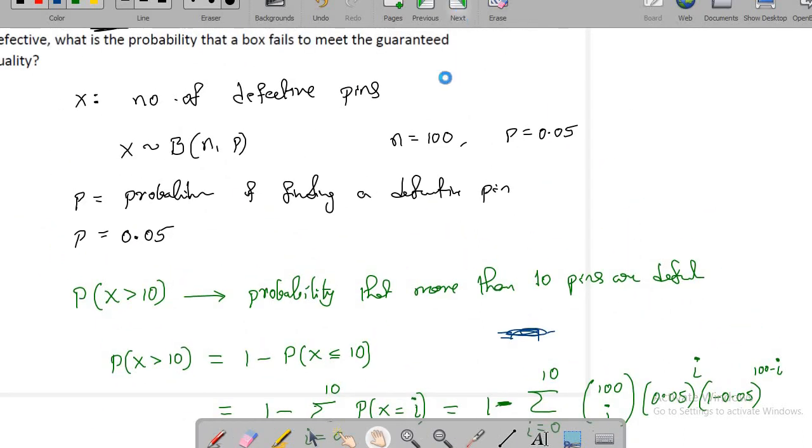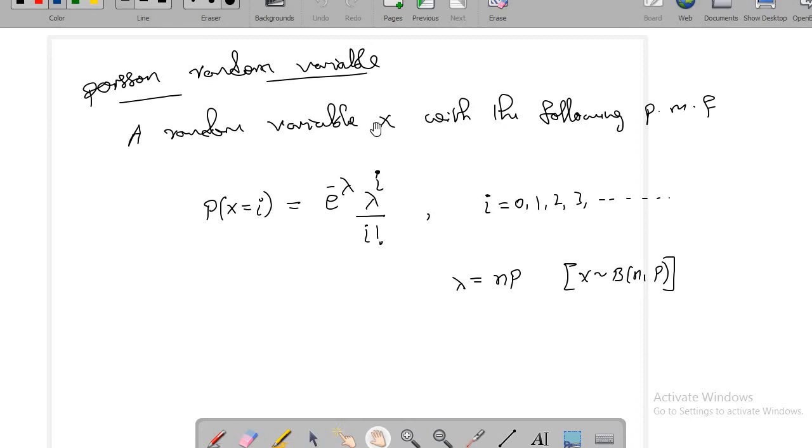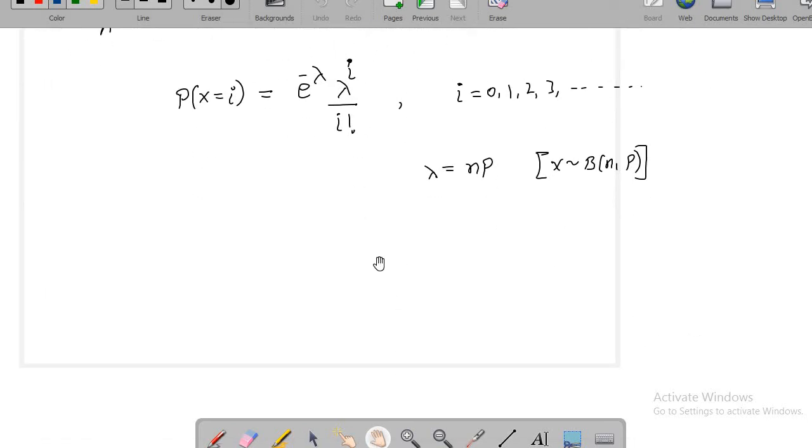A random variable with this probability mass function is called a Poisson random variable. We use this Poisson random variable when x follows a binomial distribution, if n is large and p is small. We also use this Poisson distribution when dealing with problems related to the number of typing errors in a page. If you take a book, my interest is to see the number of typing errors in a particular page. Similarly, let me show you some other situations where we use this Poisson distribution.